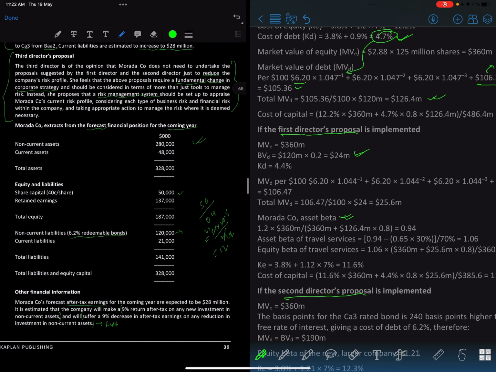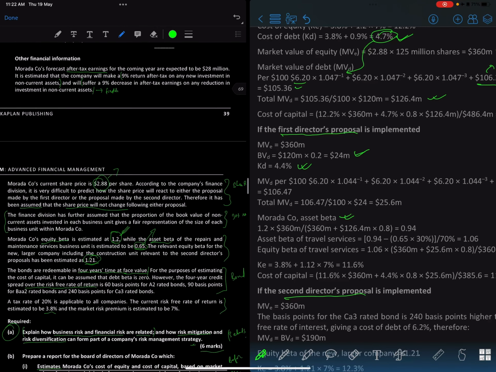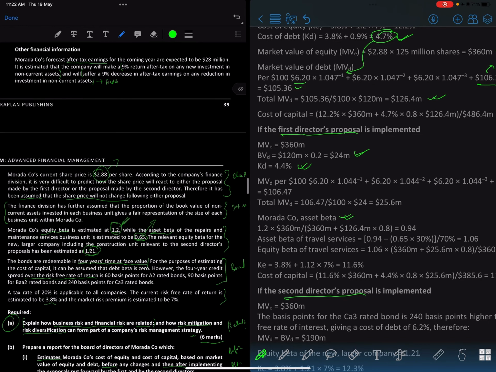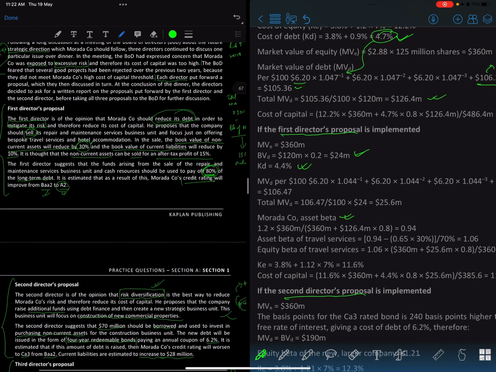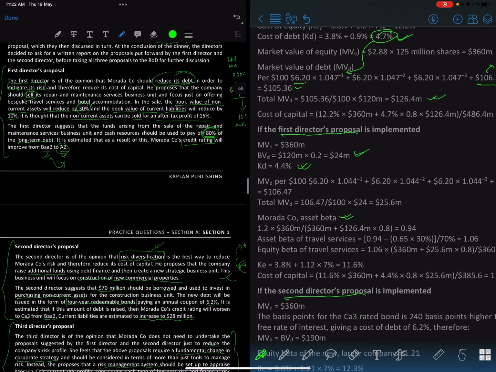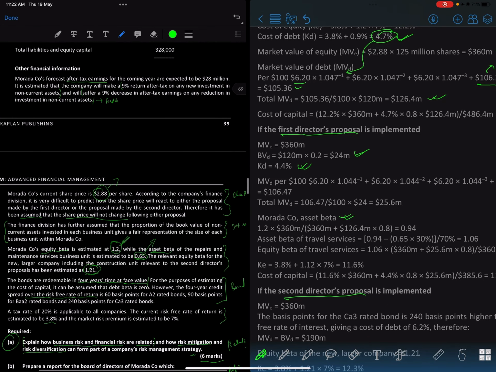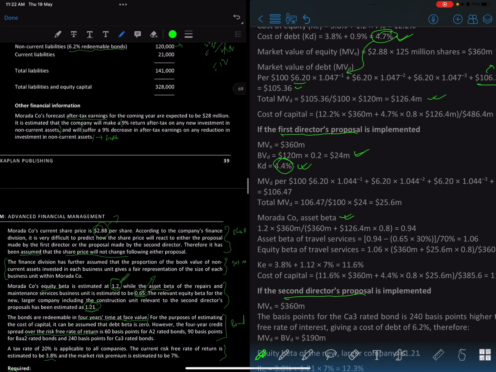After that, we need to see the cost of debt. What's the cost of debt right now? Because our rating will improve, right? From BAA to A2. So A2 rating is how much? 60 basis points. So 3.8 plus 0.6, so 4.4. That's our new discounting factor, right? Cost of debt.